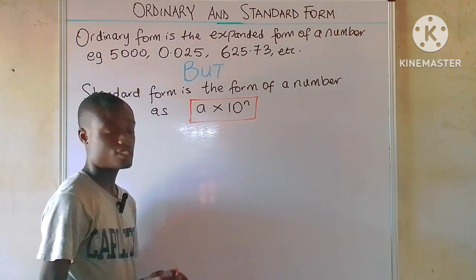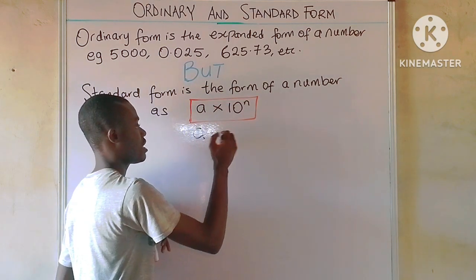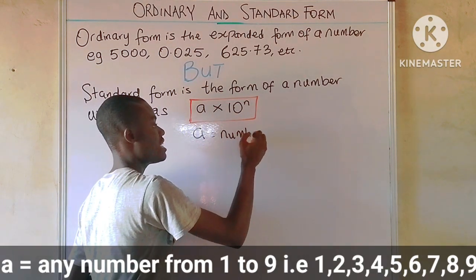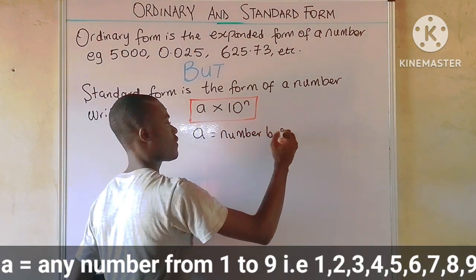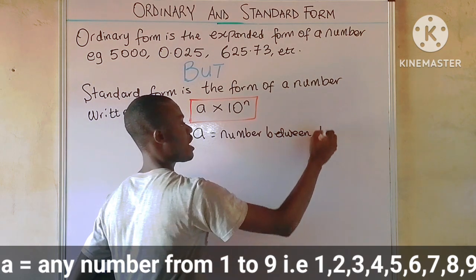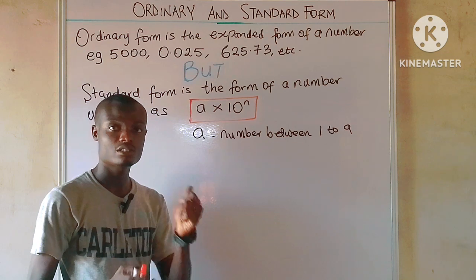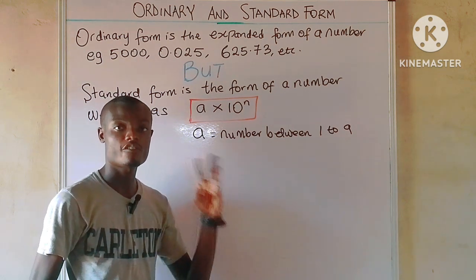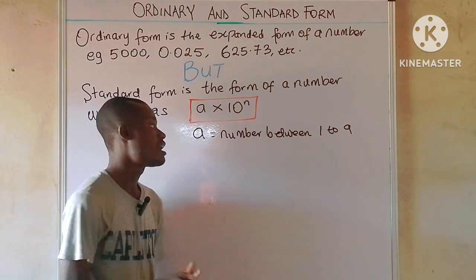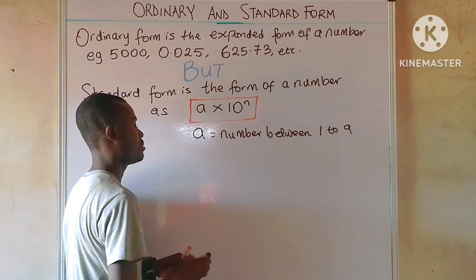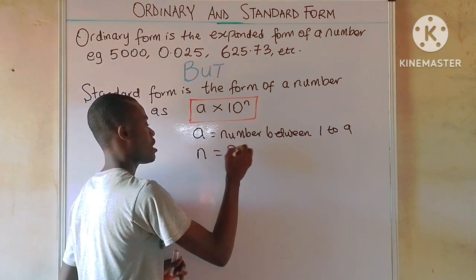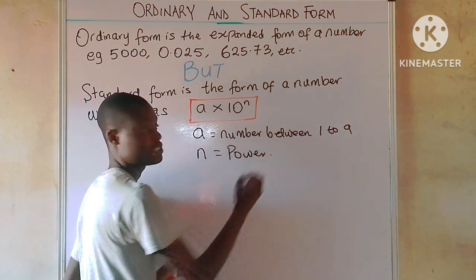And what does a stand for? A stands for any number between 1 to 9. So a must be a number either 1, 2, 3, 4, 5, 6, 7, 8 or 9. And n here stands for the power. So n is the power. And we'll look at this in more detail later.